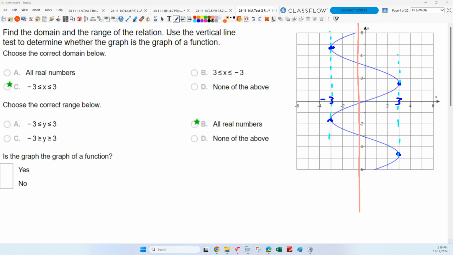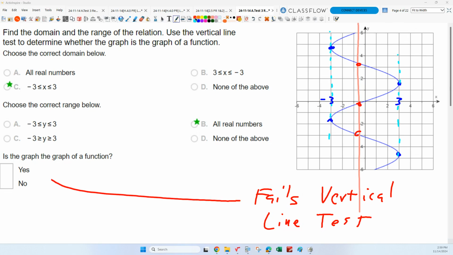Vertical line test, remember, all that says is a relation is not a function if I can draw any vertical line that intersects it in more than one place. And this one intersects it in multiple places, and so now it fails. It fails the vertical line test, and so it is not a function.